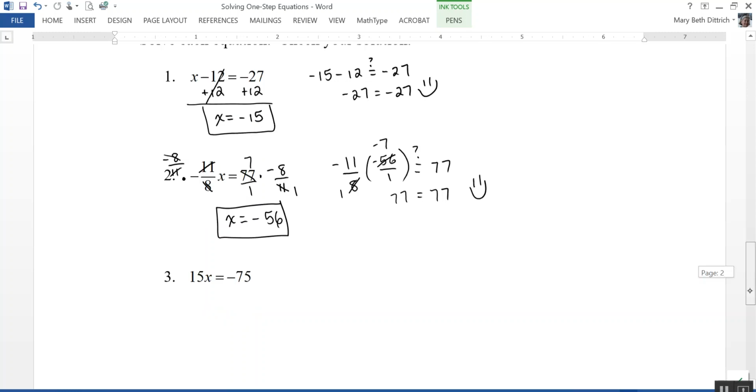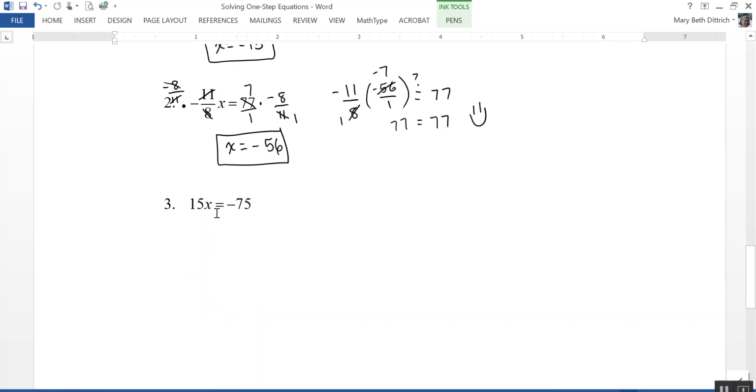And our last example here is 15x, 15 times x, is equal to negative 75. Notice that x is being multiplied by 15. So to undo that multiplication, I'm going to divide both sides by 15. 15 divided by 15 is 1. So x is equal to, and negative 75 divided by 15 is negative 5.